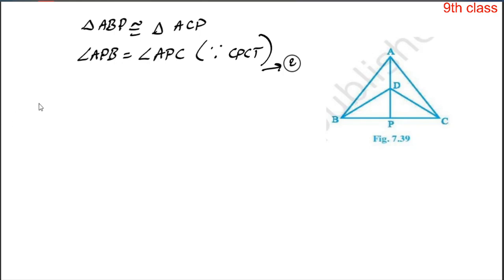Next, we prove the third condition. AP bisects angle A as well as angle D. Already we proved AP bisects angle A in the first condition.